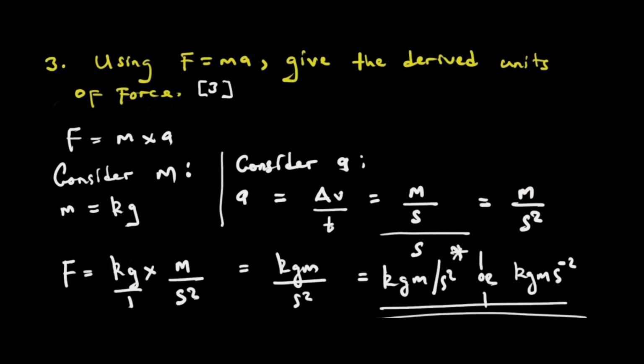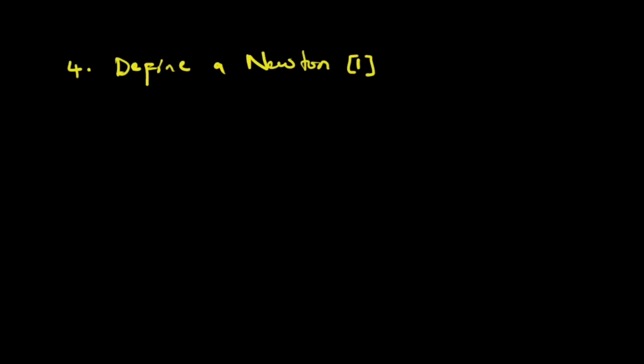So this is going to be our answer. Full stop. Number 4, define a Newton. As per the definition of a Newton, we have two options. First option, the SI unit of force. So this is our first option. Then now the second option, 1 Newton.